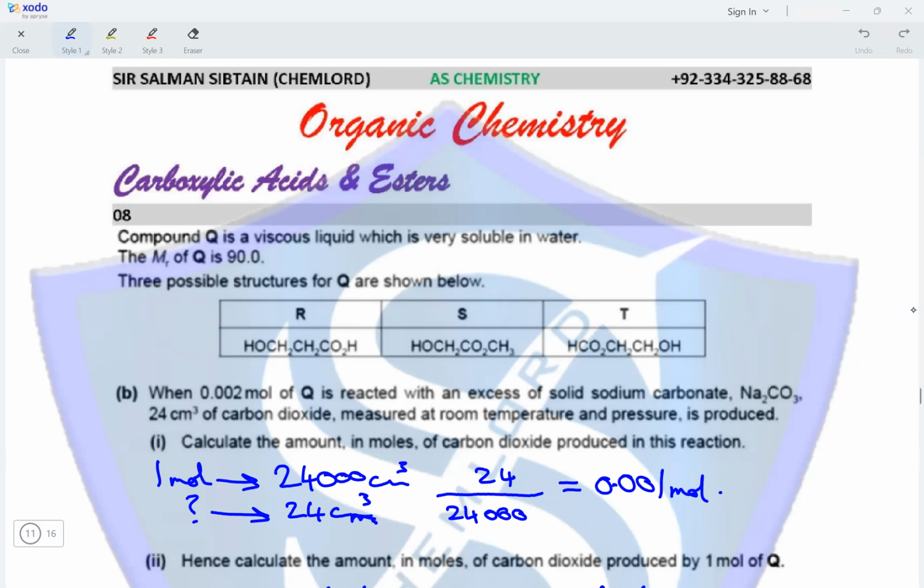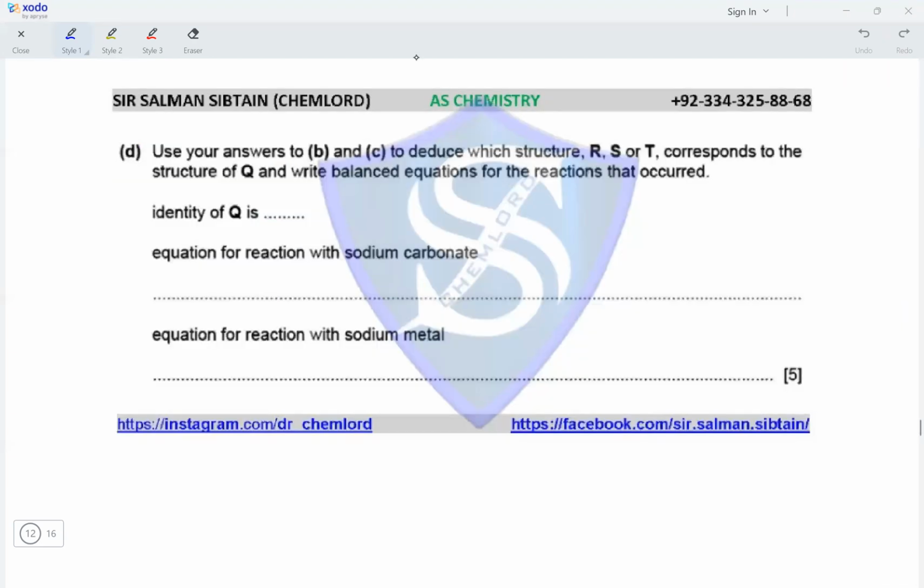And when we add sodium, there should be two OH groups present, because 1 mole of sodium metal produces 1 mole of hydrogen gas. So two hydrogen atoms are equal to 1 molecule of hydrogen. So there should be two OH groups that give off hydrogen on addition of sodium. So we have one OH group in R and one COOH group in R, both of which will react with sodium, producing hydrogen gas. So R is the correct compound Q. So the identity of Q is compound R.